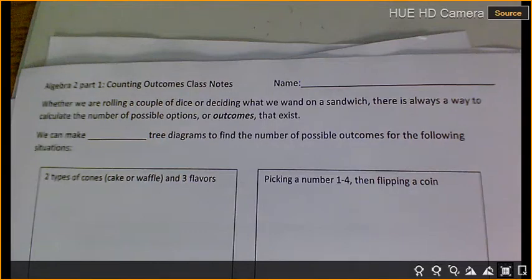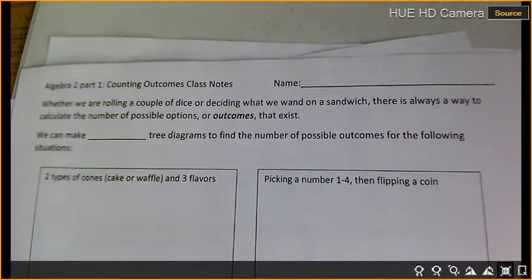All right. We are looking right now at Algebra 2 Part 1, Counting Outcomes class notes. I know you've got 3 different worksheets in front of you, so I want you to pull this one out. This is the one you should be looking at. Okay?